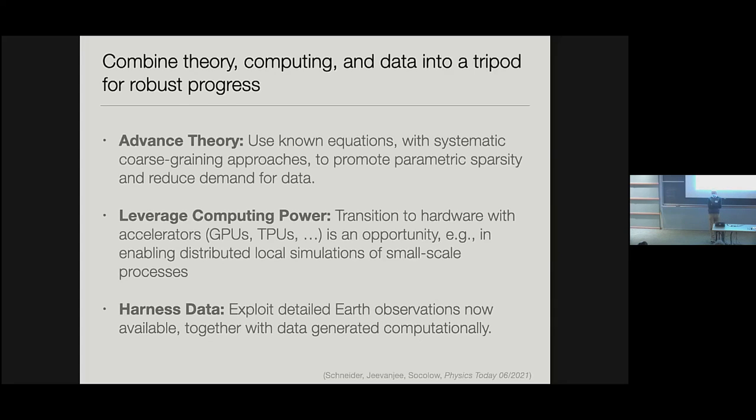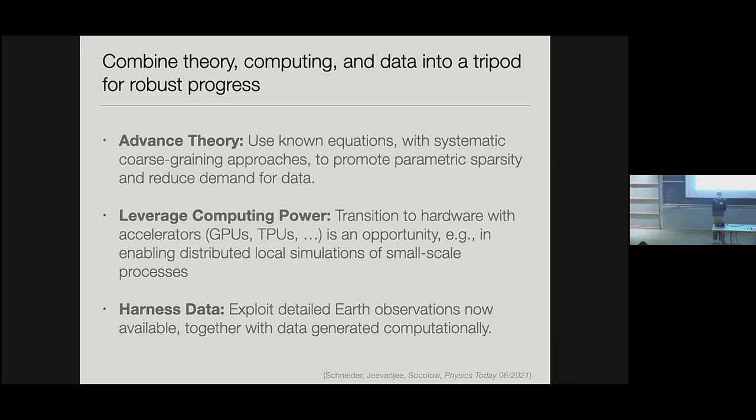We have to recode a lot of climate models anyway, so we can rethink how we want to use the computing architectures that are there. And we can rethink models too. And we do want to harness data. We have a lot of data about the Earth system. As I said, it's about a terabyte per day or so that we are acquiring.